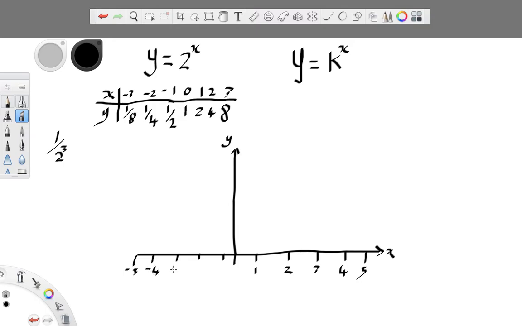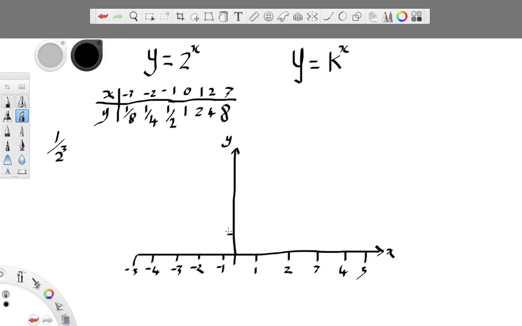Minus 4, minus 3, minus 2 and minus 1. So you may notice that I haven't drawn any negative y numbers. Why is that? Well, we know that the curve is asymptotic, so it will never cross or touch this x-axis, so we don't need them. That's absolutely fine. And then the positive y values, so we'll go up in 2s here.